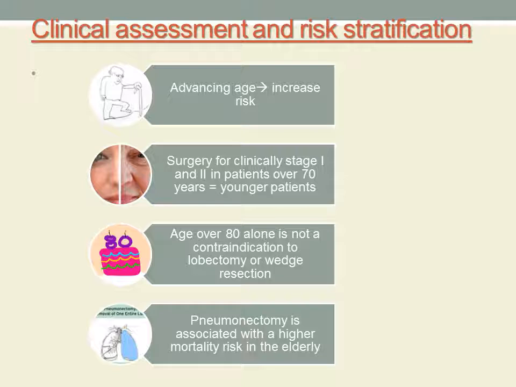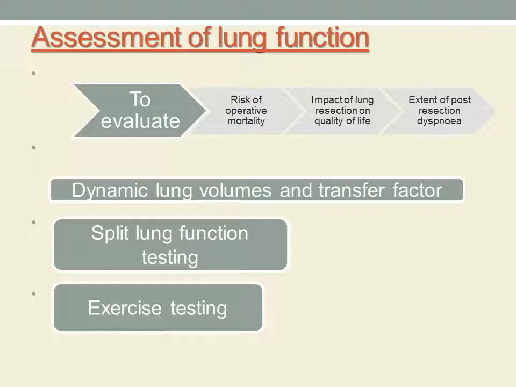So the clinical assessment: advancing age increases the risk of surgery. Surgery for clinical stage 1 and 2 disease in patients over 70 years is equal to that in younger patients, and age over 80 alone is not a contraindication to lobectomy. Pneumonectomy is associated with a higher mortality risk in the elderly.